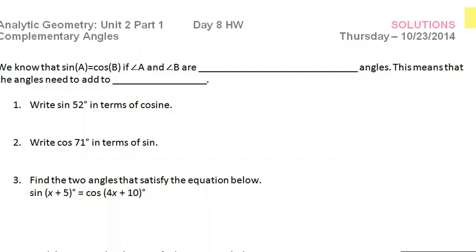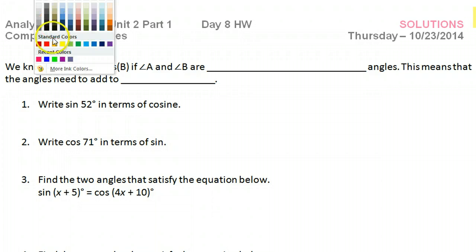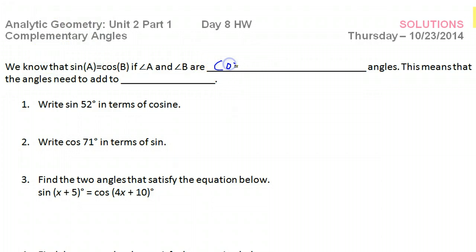Okay, so with that in mind, we know that the sine of one angle equals the cosine of the other angle if A and B are complementary angles. Complementary. Okay? That means that the angles need to add to 90 degrees. All right, write sine of 52 in terms of cosine.